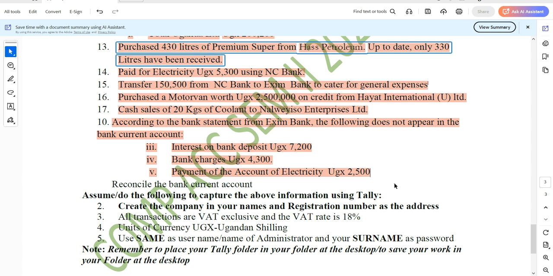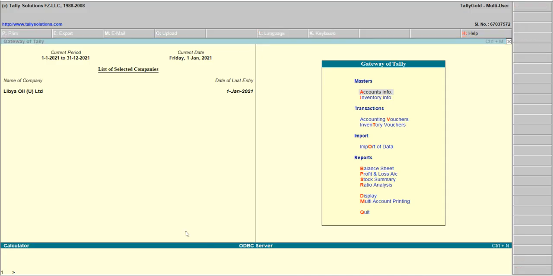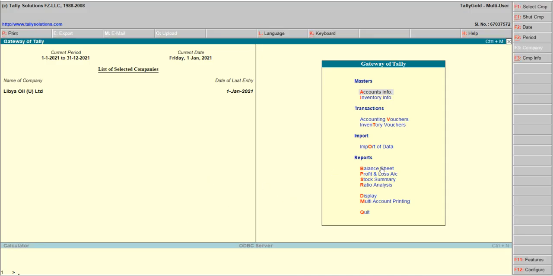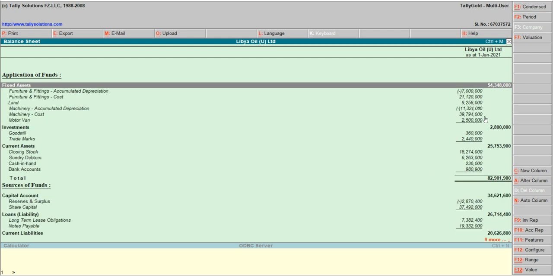So we are almost there. Reconcile the bank current account. How do we reconcile? Before we even reconcile, I've created all the accounts and entered all the information we have. You can look at your balance sheet now and you see the totals have changed.